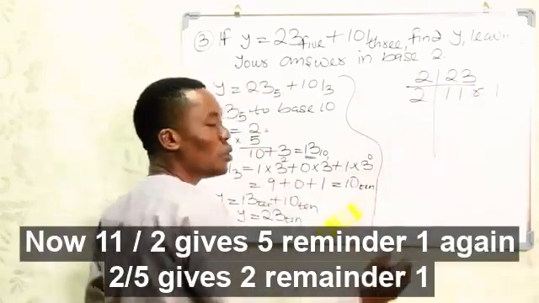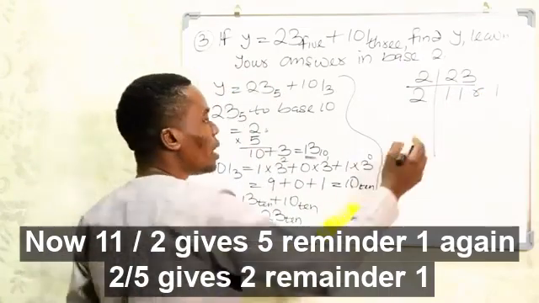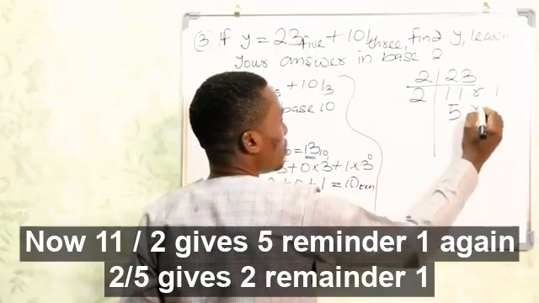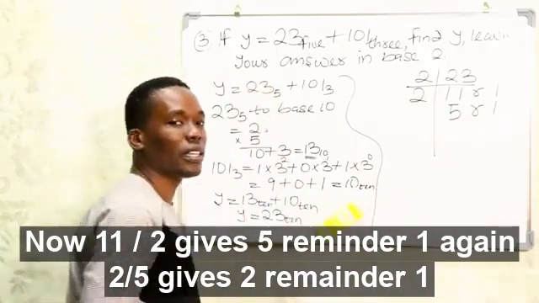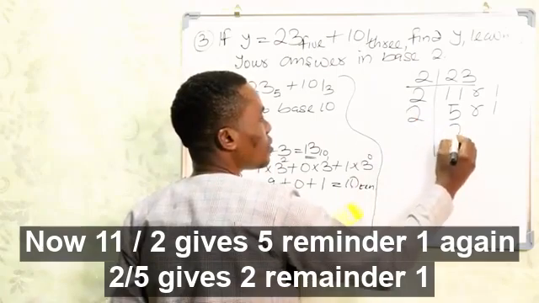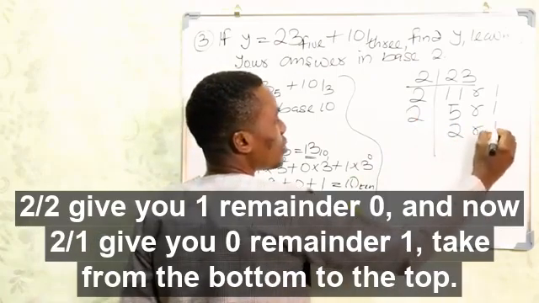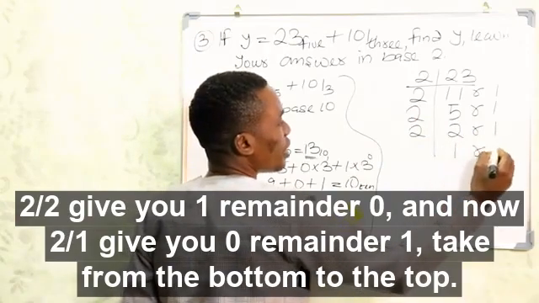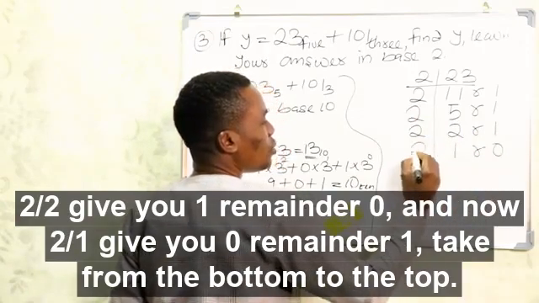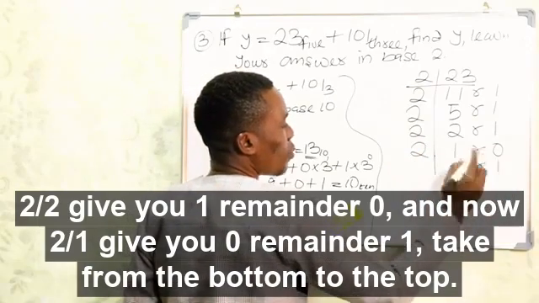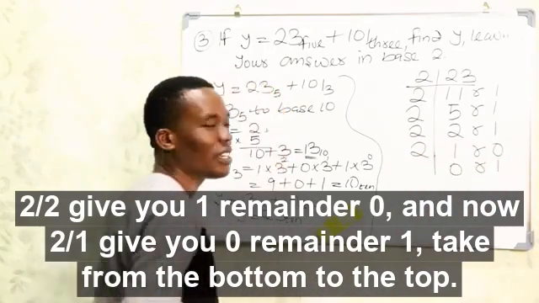Now 11 divided by 2 will give you 5. 5 times 2 is 10. Our remainder will be what? 1. Now let's go again. 5 divided by 2 will give you what? 2. Remainder what? 1. 2 divided by 2 will give you 1. Remainder what? 0. And now 1 divided by 2 will give you 0. Remainder what? 1. This one that is here.